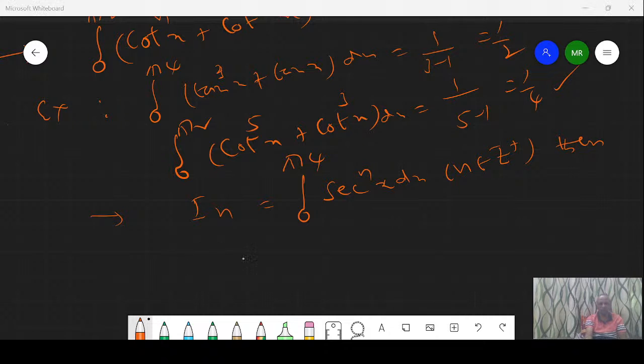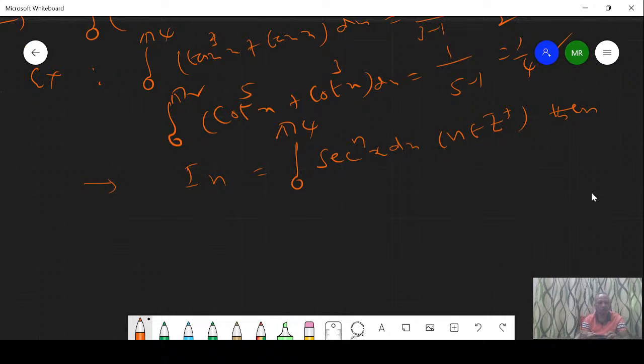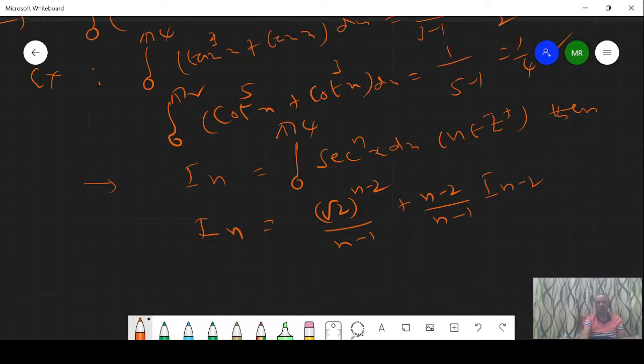I_n is equal to, we can also write the same expression. You remember this one, this is also a standard problem, right? I_n is equal to root 2 whole power n minus 2 by n minus 1, plus n minus 2 by n minus 1 times I_(n minus 2). So this is the formula to apply for I_(n minus 2). Look into this, and you can decide your answer.